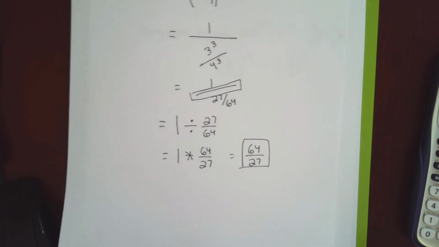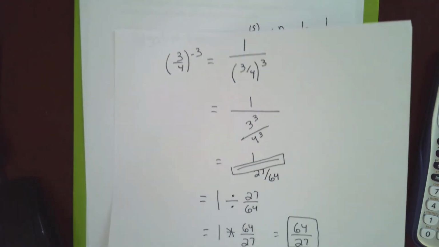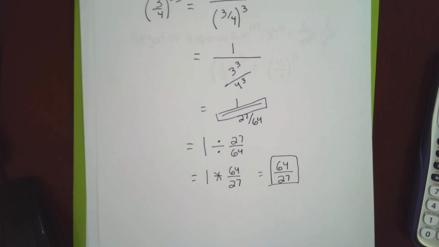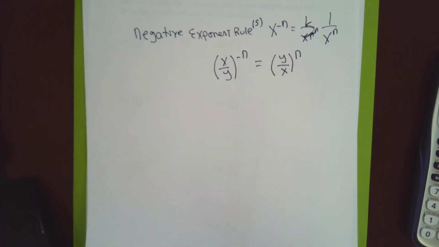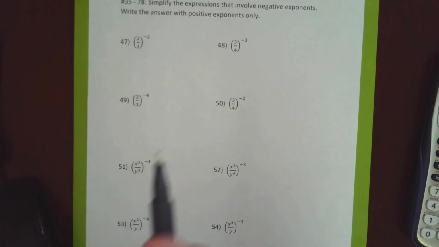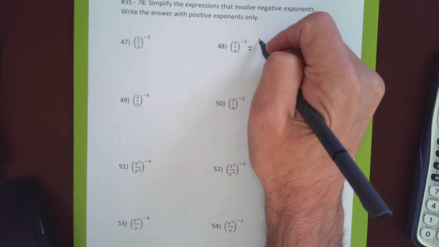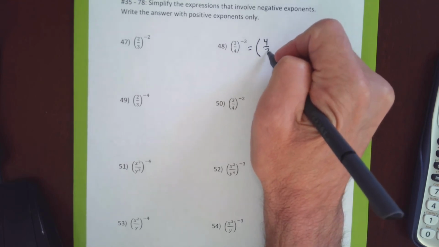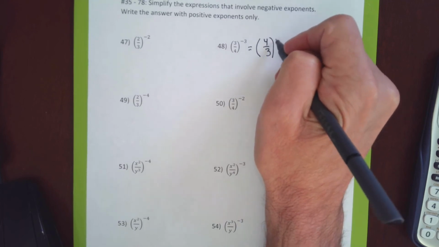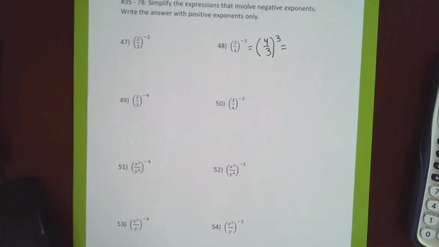So all this horrible work that I just did, which is just using this negative exponent rule and then the algebra techniques that I'm good at, can be avoided. So if I was working problem 48, I have a negative exponent that applies to a fraction. The shortcut strategy to solve this is to take the reciprocal of the fraction, make the negative exponent positive. Now I have a positive exponent.